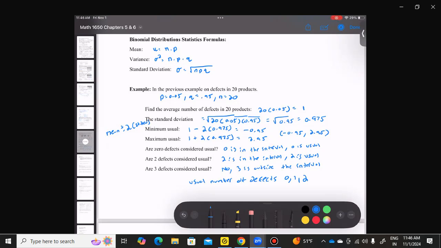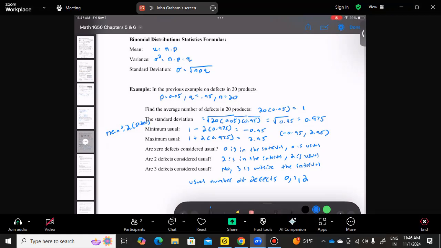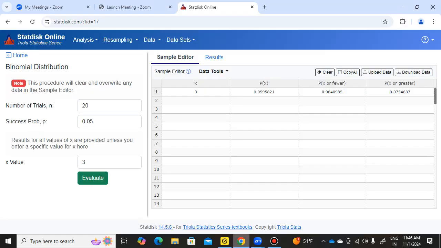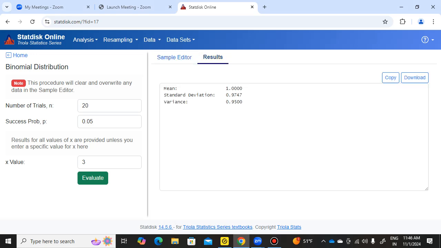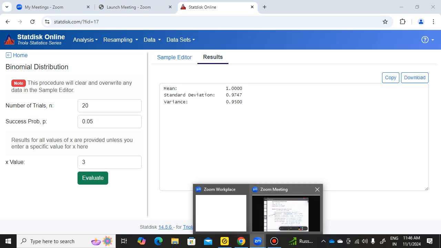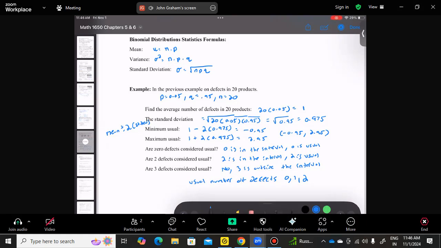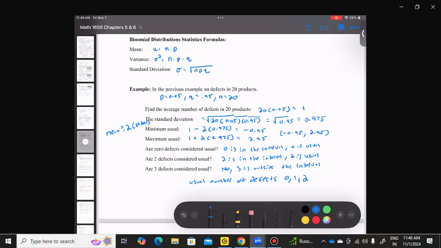Now, with the mean, standard deviation, and variance, that also can be found on StatDisk as well. Just click on results. It gives us those 3 values. And so you can see it matches up to what we found with the mean and what we found with the standard deviation. So easiest formulas still have an easier way of doing it by just looking at StatDisk.